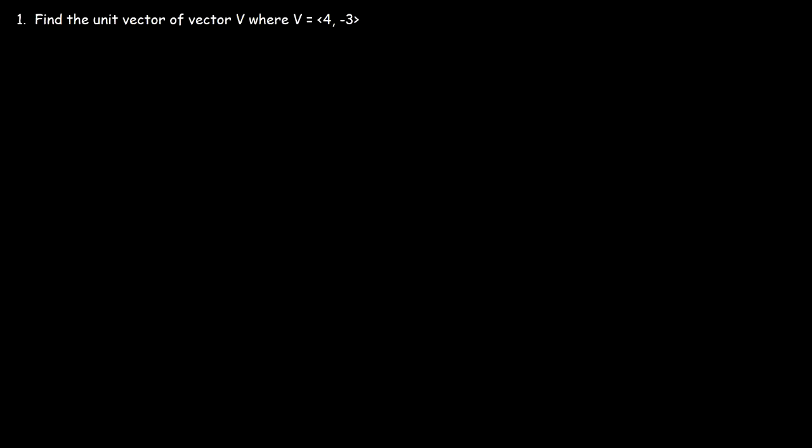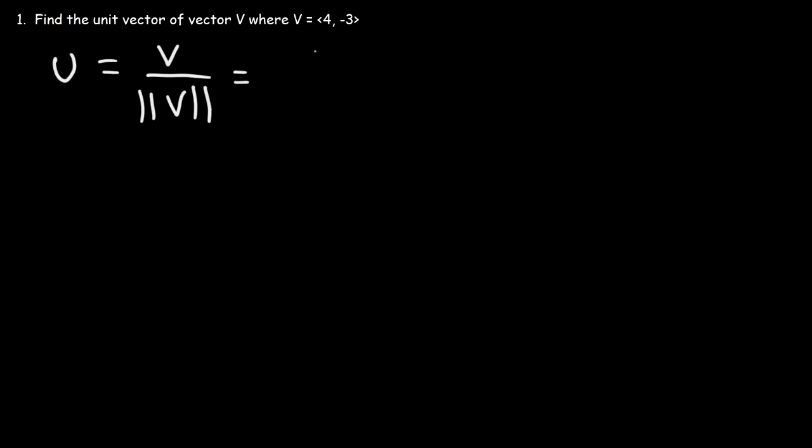In this lesson, we're going to focus on finding the unit vector of a vector. So in this problem, find the unit vector of vector v, and we're given vector v in its component form. Here's the formula that you need. The unit vector, we'll call it u, is basically the vector v divided by the magnitude of v. The unit vector has the same direction as vector v, but it has a magnitude of 1.